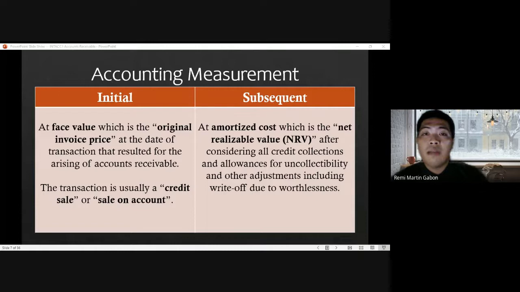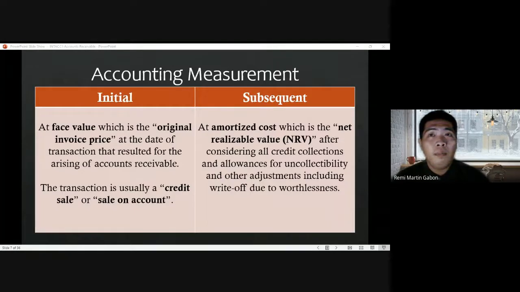Because the perspective for accounts receivable is that they are realizable within 1 year. Although sometimes in problem solving, problems will tell you that this accounts receivable has been long outstanding for how many years, but still, we consider it as short-term. The reason for being short-term is that the accounts receivable has no maturity.